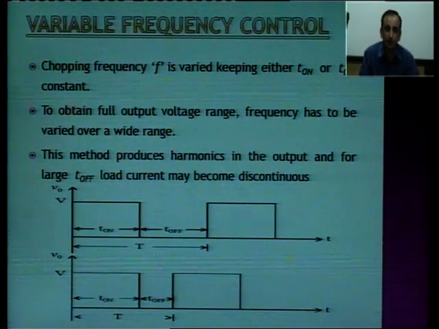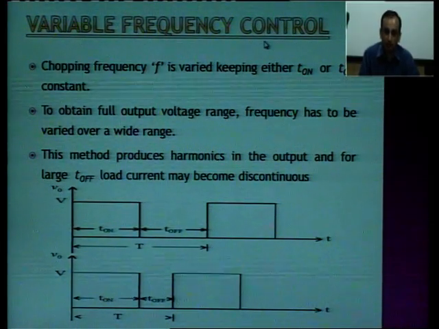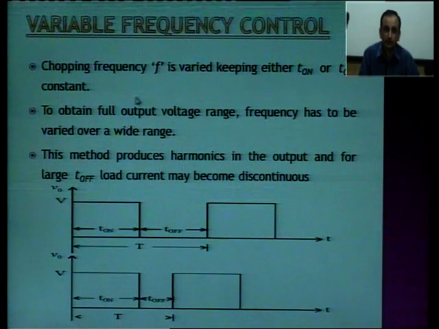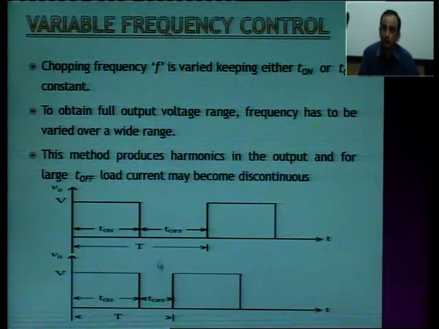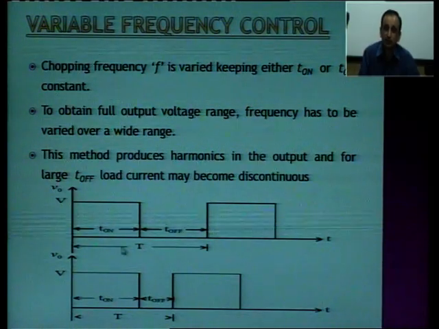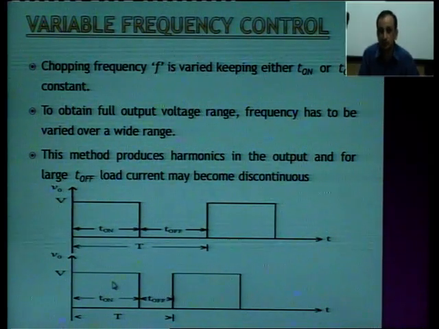The second way is using variable frequency control. It depends upon the application where you are using it. In this case the frequency can be varied. If you see the time period t here and the t here, it is different; it is more in the first case. So, t is being varied, but the turn on time of the chopper is kept constant. Here we keep this constant but the frequency is varied, and this method produces some harmonics in the output.